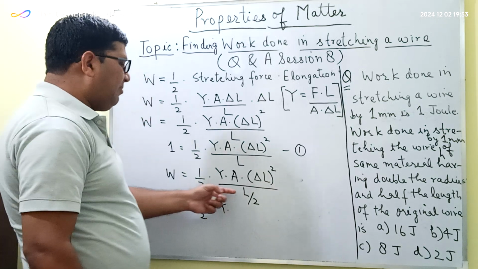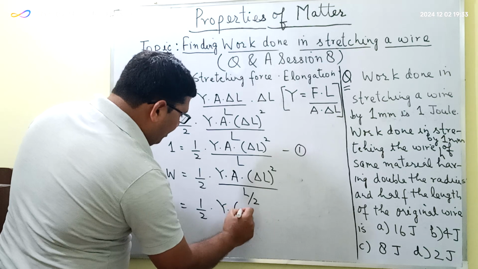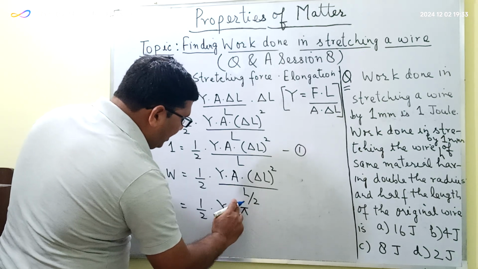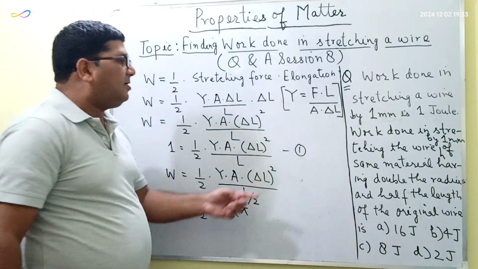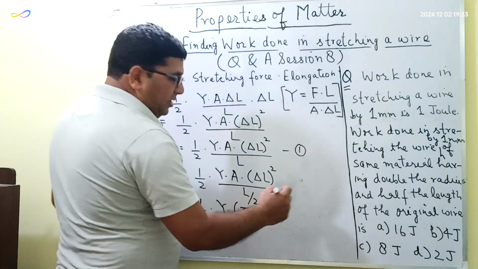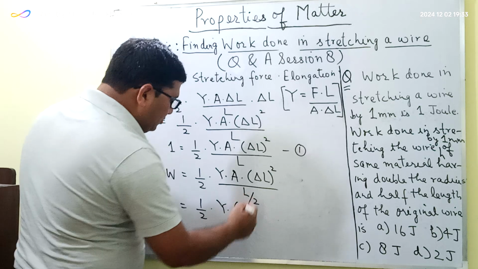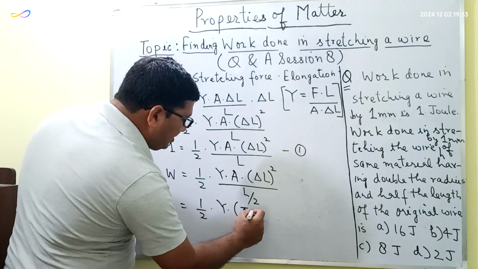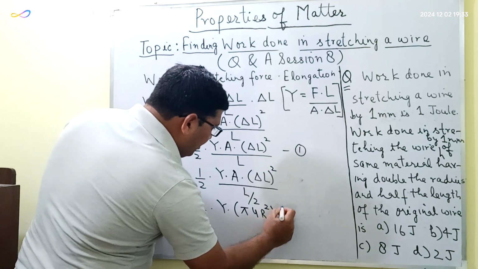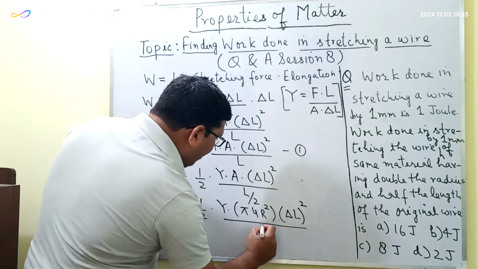Now in the second case, the area of cross section will be equal to pi r square. Let us say the radius of the first wire is r. In the second wire, the radius is double. So the area of cross section will be equal to pi into 4 r square. Delta L is the elongation, which is the same in both the wires, divided by L by 2.